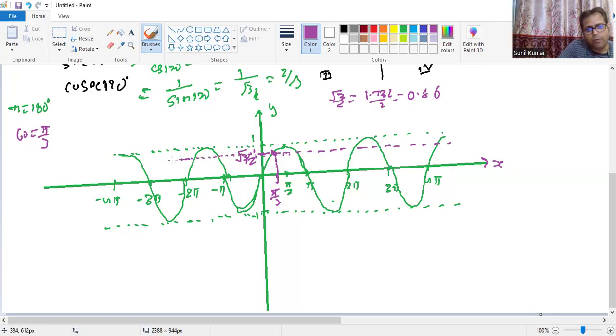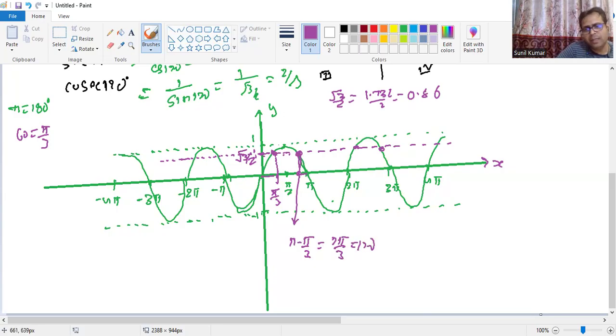If we draw, we can see our graph going to intersect at a different point: here, here, here, and here, and so on. So we can say that this point is also going to be less than pi here. Yes or no? The distance on this side and the distance on that side are the same. So this point is going to be pi minus pi by 3, that is equal to 2 pi by 3, and this is 120 degrees.